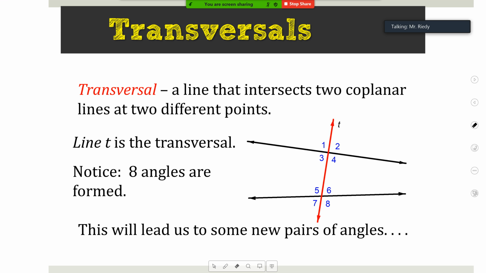We don't care about angles 1 through 4. We did that already. So I'm not going to pick 1 and 4. Danny already told us about that. I'm not going to pick 1 and 2. We already did that. We're going to pick one angle from up here and match it with one angle from down here. When we do that, we'll get an angle pair. And angle pairs are 2. All of those other angles we've talked about, vertical, linear pair, adjacent, complementary, and supplementary, are always a pair of angles. Just 2, not 3, not 4, just 2.